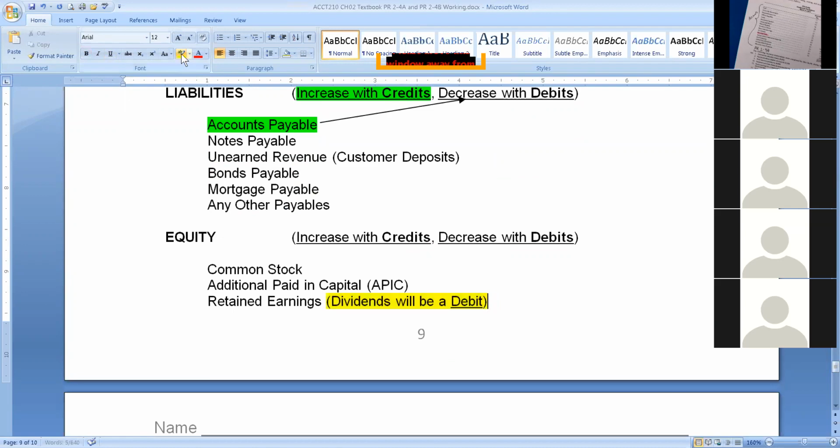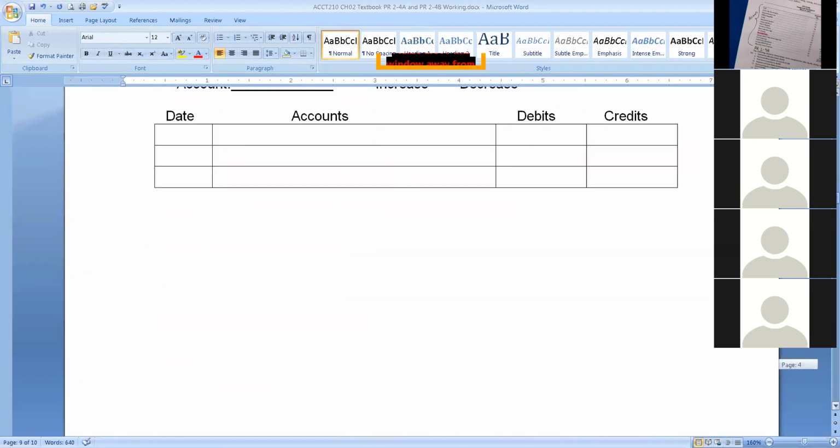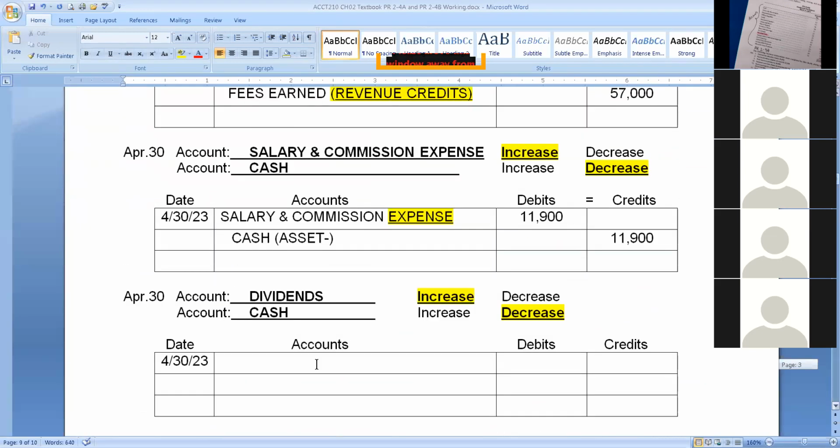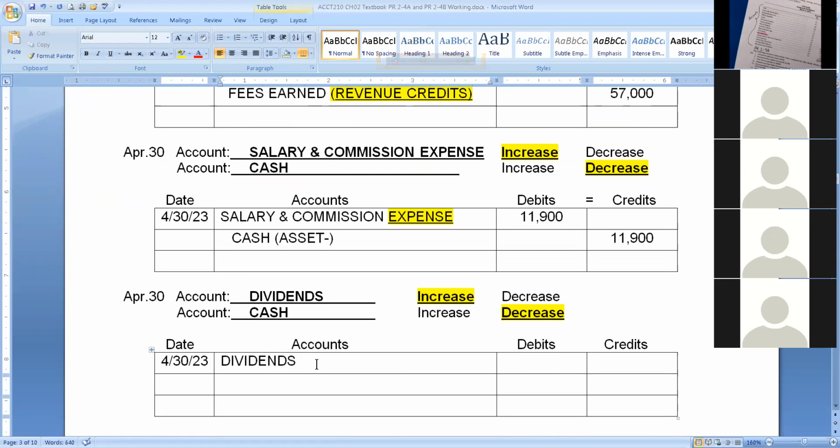Okay, dividends. Dividends are always debits, similar to expenses, but they're not an expense. $4,000. So these are payments to the owners. Paid them in cash.